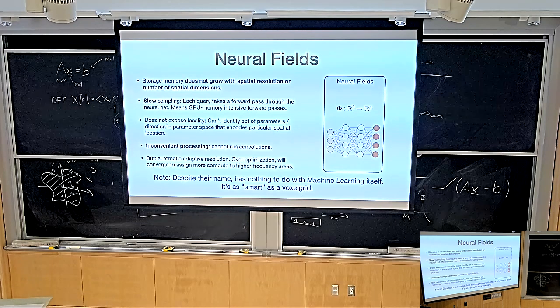And the memory you require also doesn't scale with the resolution, not immediately at least. It scales with the smoothness of your function. If your function is very non-smooth, then you probably need more parameters to parameterize the decision boundary that gives you that function. But if your function is really smooth, you probably don't need as many parameters.